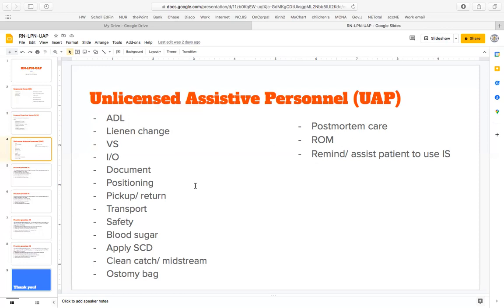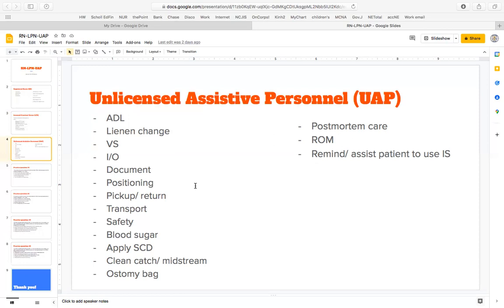If a UAP or a machine or whatever tells the RN that something is wrong, the RN is going to recheck by themselves. UAP goes and tells the RN something's wrong, and the RN is going to recheck themselves, because that's their data collection. The RN checks it themselves to determine what to do. Anyways, I'm getting off topic.